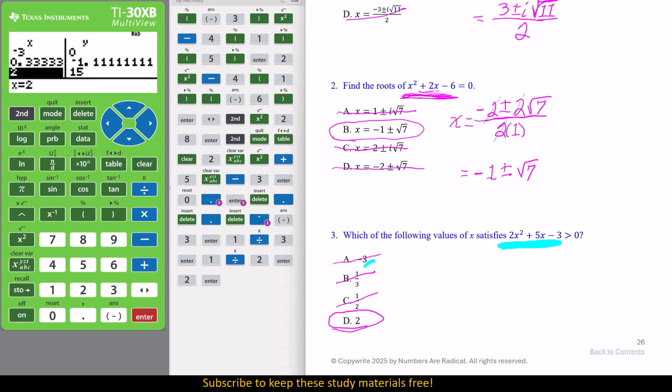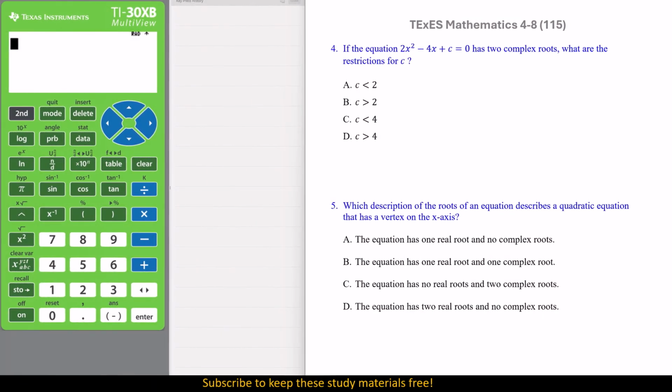All right, let's go on to number 4. If the equation 2x squared minus 4x plus c equals 0 has 2 complex roots, what are the restrictions of c? We will have to use the discriminant for this because it says complex roots. So what does this mean? If roots are complex, the discriminant will be less than 0.